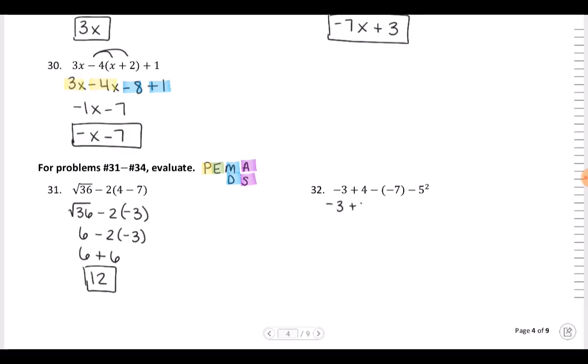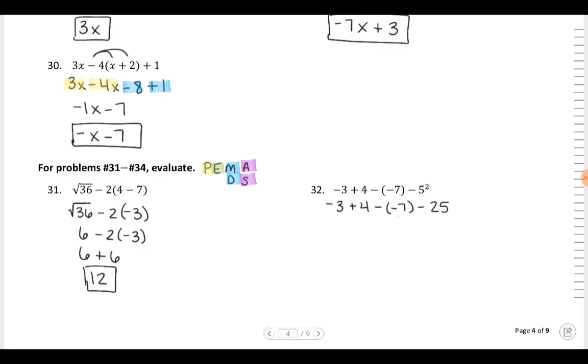So I'm going to go ahead and just write this stuff down the way it is. And I'm just going to take 5 and multiply it by itself. That minus sign is not in parentheses with the 5, so it's not being squared, just the 5 is. So 5 times 5 is 25.